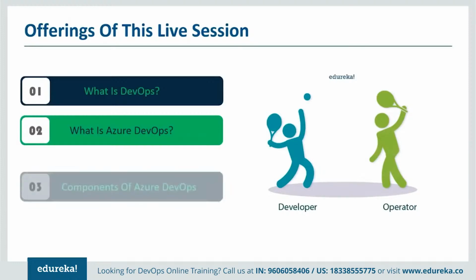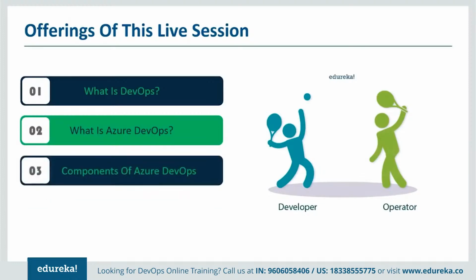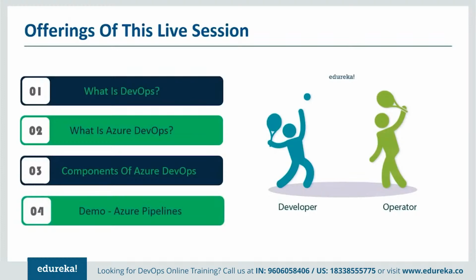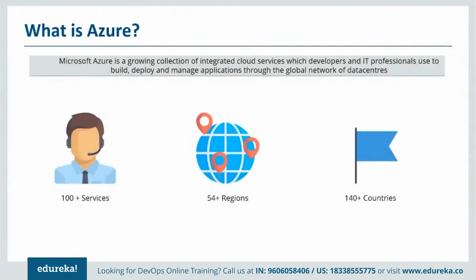And next, we'll learn about what are the different components of Azure DevOps. For example, boards, how do you create your task? How do you keep up your source control? And how do you do deployment? All these things we are going to cover as part of the components of Azure DevOps. Next thing that we are going to cover is a demo on the Azure pipelines. So we have got a lot of things to cover in today's session. All right, so before we begin, as I said earlier, we'll learn about what is Azure. Then we'll learn about what is DevOps. Let's take up the first point.